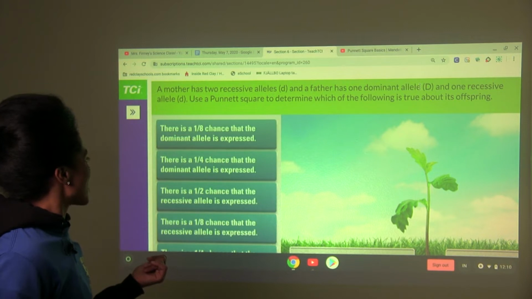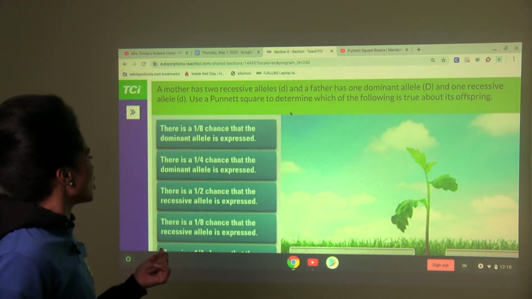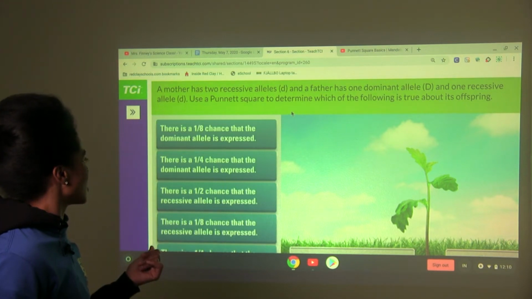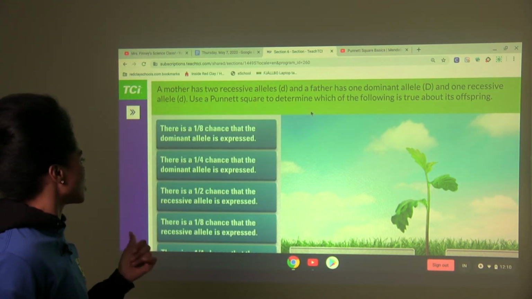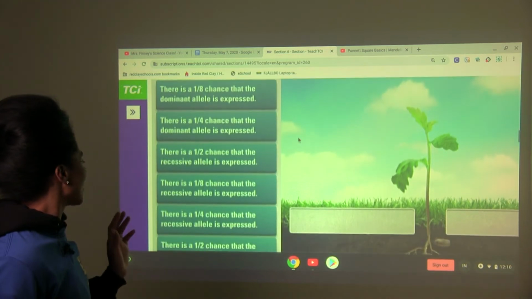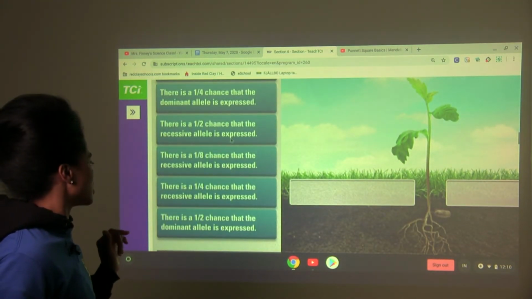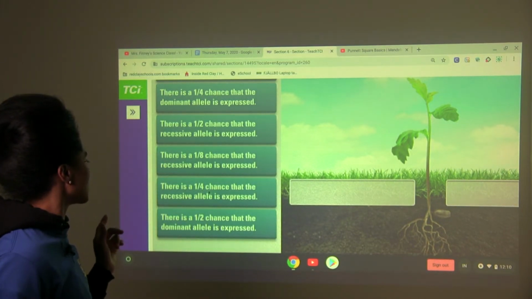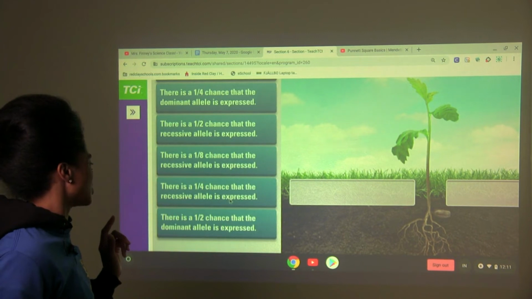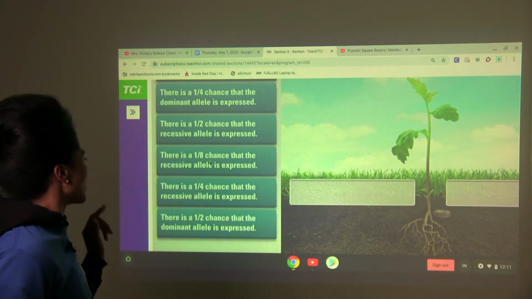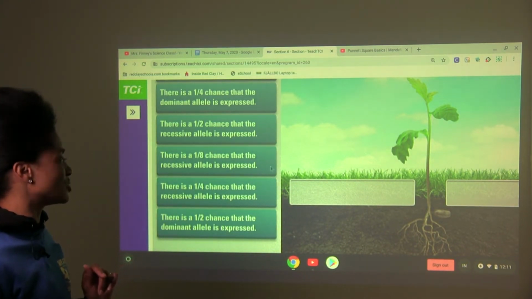Okay? And then lowercase d with another lowercase d. What do we think? There is a half chance that the recessive allele is expressed. There's a half chance that the dominant allele is expressed. There's a 1/4 chance that the recessive allele is expressed. There's a 1/8 chance that the recessive allele is expressed.